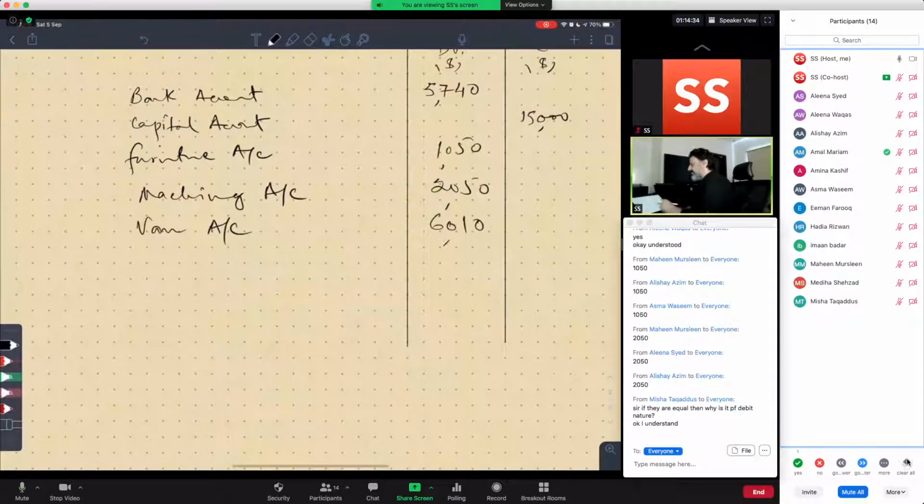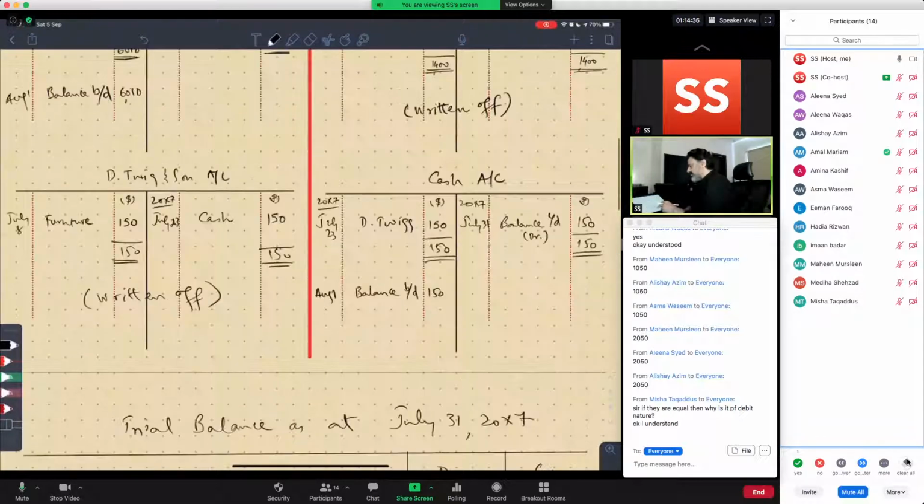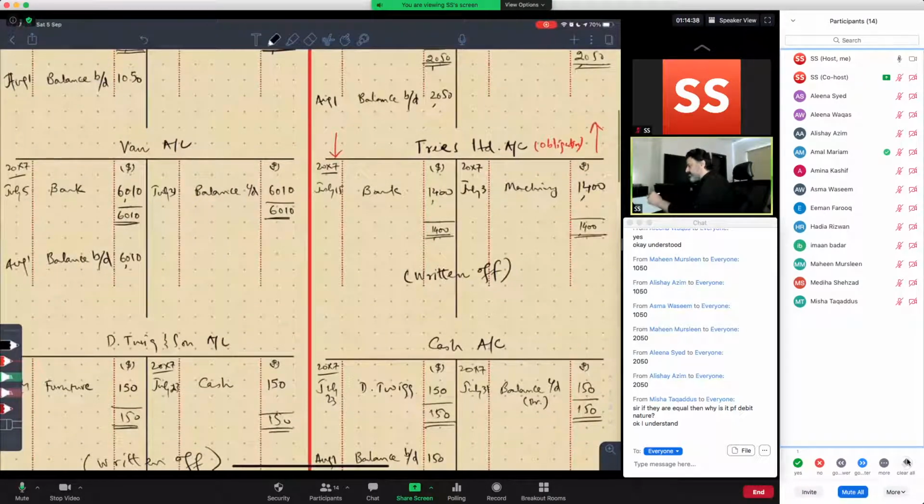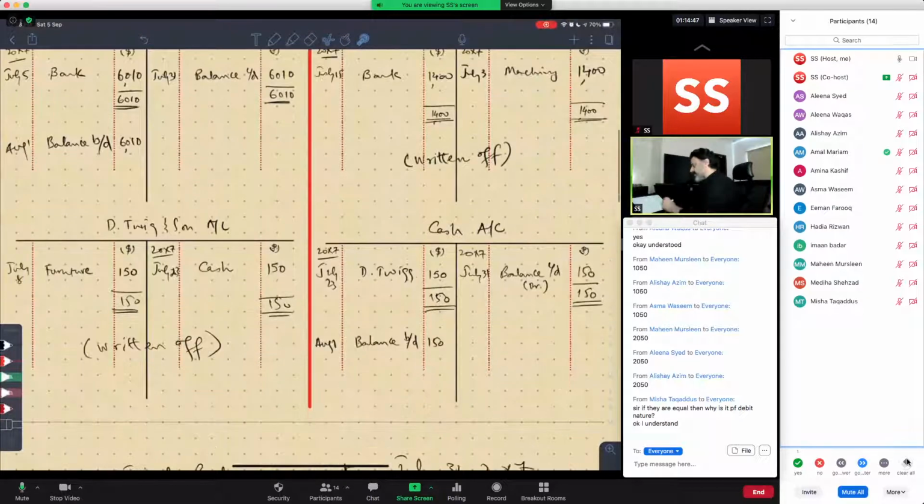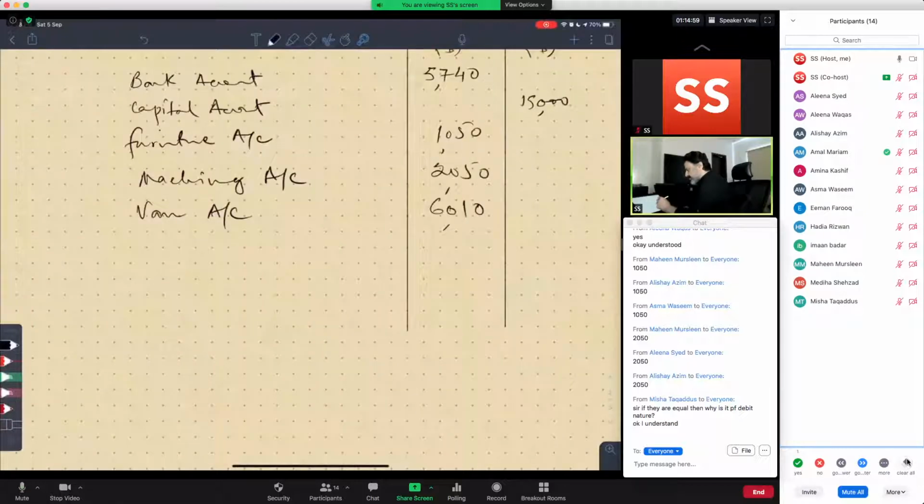6010, right? And then we have trees limited account, which has been written off. So this account has been written off. So you will not consider this account, and as well as DTWIG's account. They are both written off from the book, so you are going to ignore them. And finally, we have one last item, cash account, which has a debit balance by nature. So we are going to list cash account as a debit balance of 150, right?